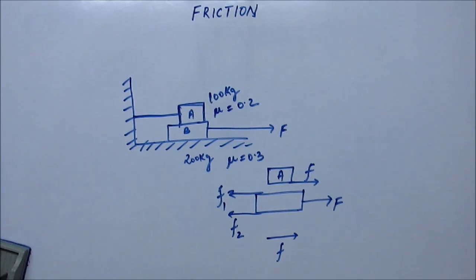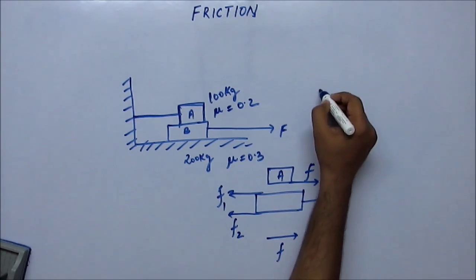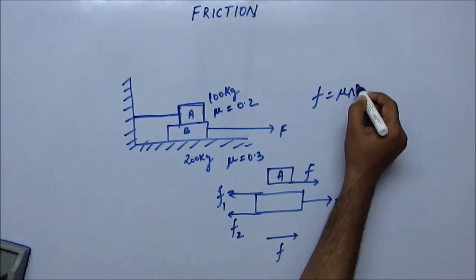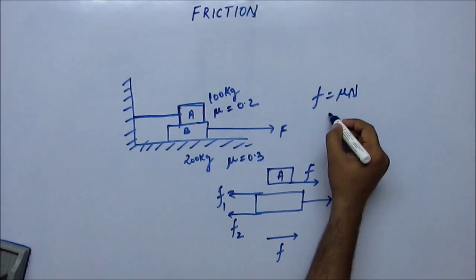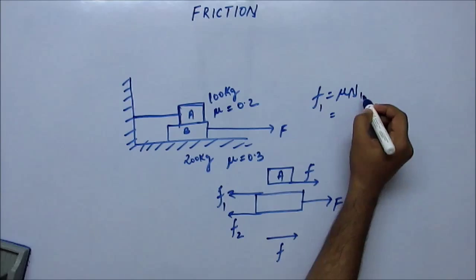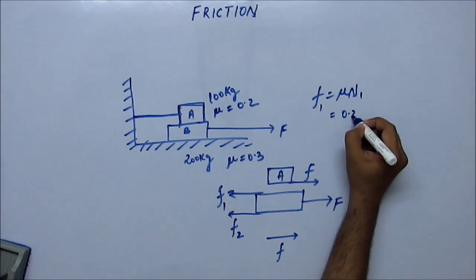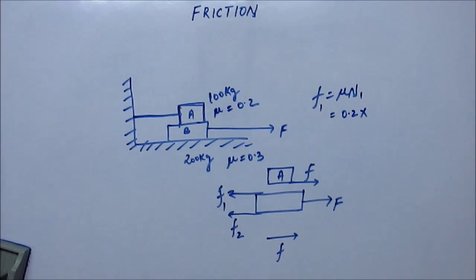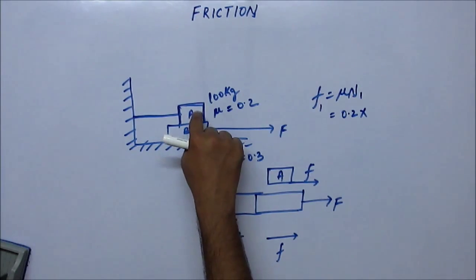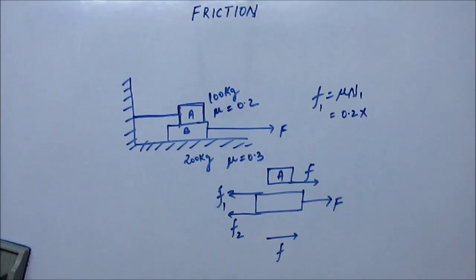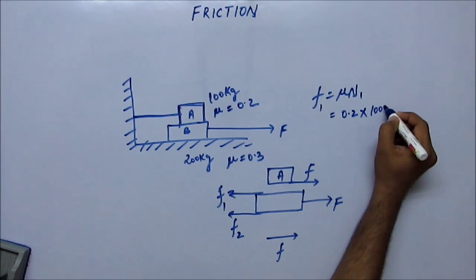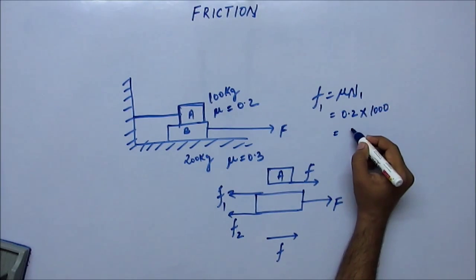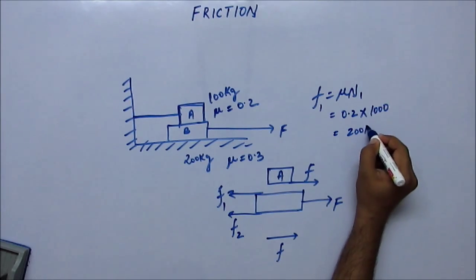Now let's find F1. How much will be F1? Friction force is mu into N. That's the formula we have learned in this chapter. So F1 will be mu into N1. Mu is given as 0.2 and N1 is the normal reaction. Normal reaction will be balancing the weight of A. So N will be equal to mg. Mg would be equal to 1000. So the friction force F1 is coming out as 200 Newton.